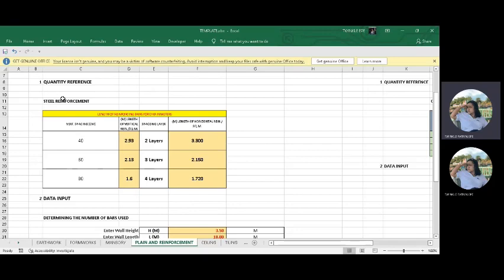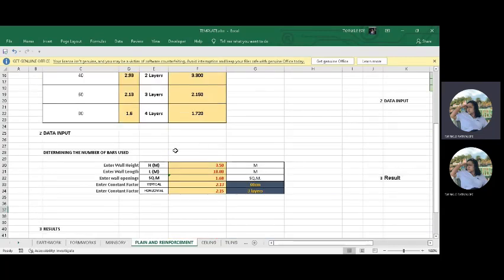So we have this quantity reference. For wall spacing, we have 40, 60, and 80. Length of the vertical reinforcement per square meter, we have 2.23 for our 40 and 2 layers. And the length of the horizontal reinforcement per square meter is 3.300. For 60, we have 2.13, 3 layers, and 2.150. For our 80, we have 1.6, 4 layers, and 1.70.